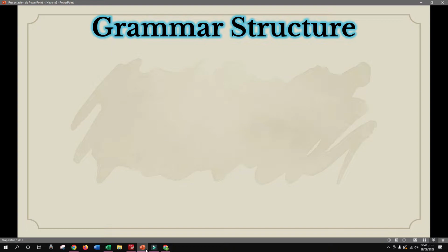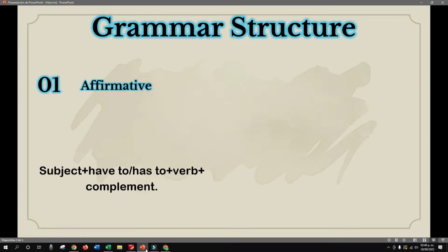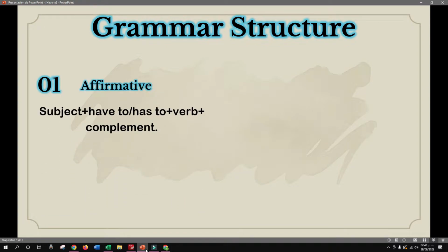So, grammar structure. This is like a very easy topic. You have first the affirmative. Subject plus have to. Remember, we're going to use this have to when we have I, we, you, and they. And we're going to use has to when we have he, she, and it, right? Then you're going to use the verb in the main form, okay? Plus the complement.